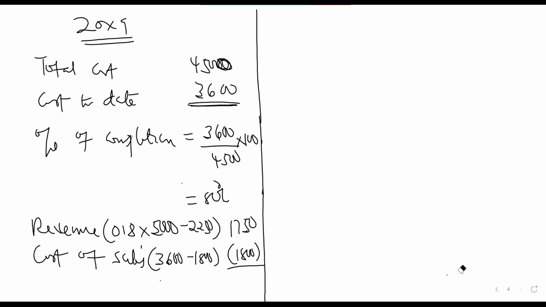What is happening there? Loss. There will be a loss of what? 50. Okay, there will be a loss of 50.